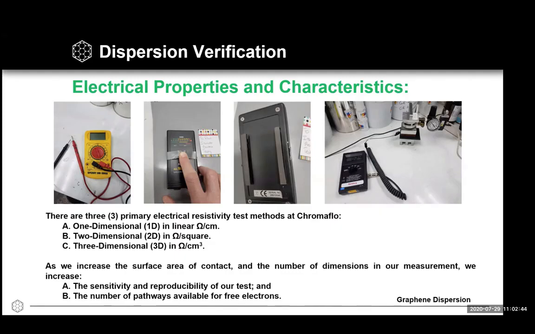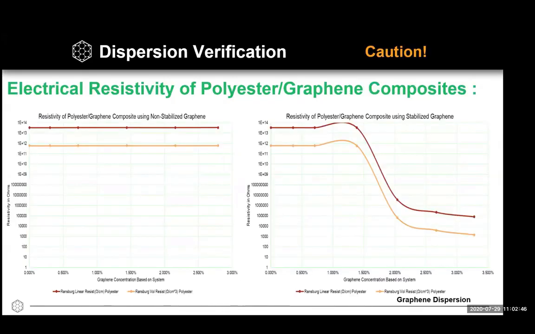When we do this type of analysis, one of the issues you're going to run into with a non-stabilized graphene dispersion is that you can load it up and increase the loading, and you're not going to reach a point where you have high enough percolation of point-to-point contacts between graphene to achieve static dissipative conductivity. We see this in the left-hand chart, where we're increasing the graphene loading to almost 3%, and it's not making a significant change to the three-dimensional or one-dimensional resistivity.